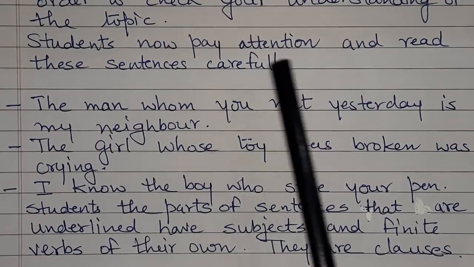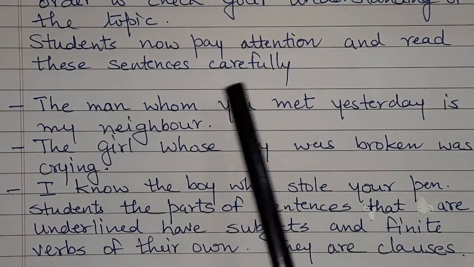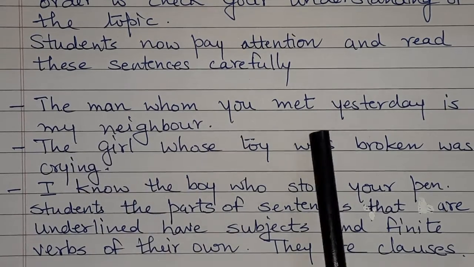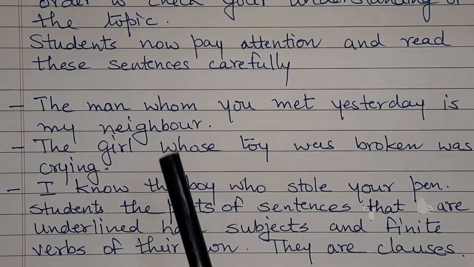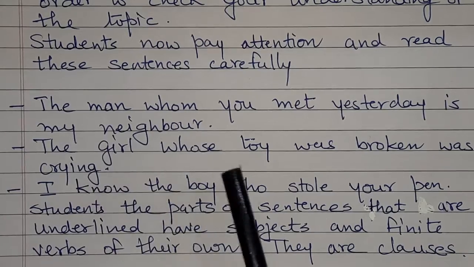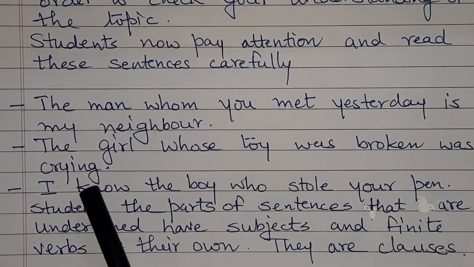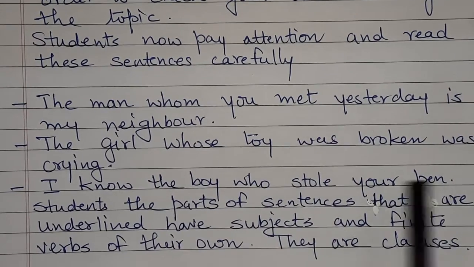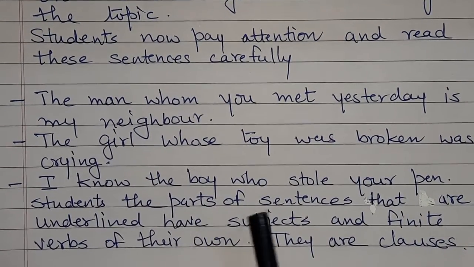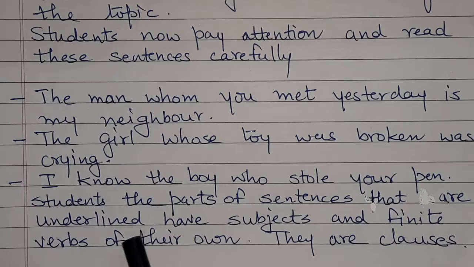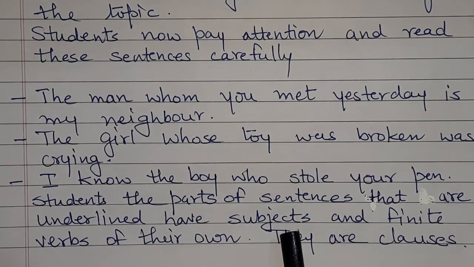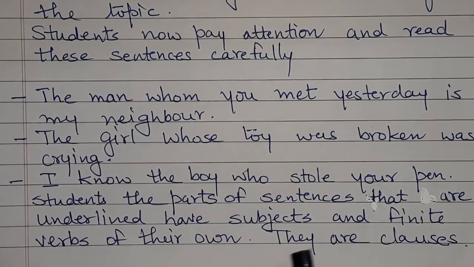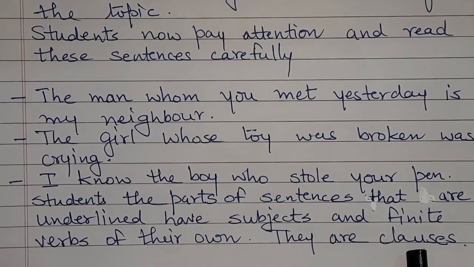Students, now pay attention and read these sentences carefully. The man whom you met yesterday is my neighbor. The girl whose toy was broken was crying. I know the boy who stole your pen. Students, the parts of sentences that are underlined have subject and finite verbs of their own. So they are clauses.